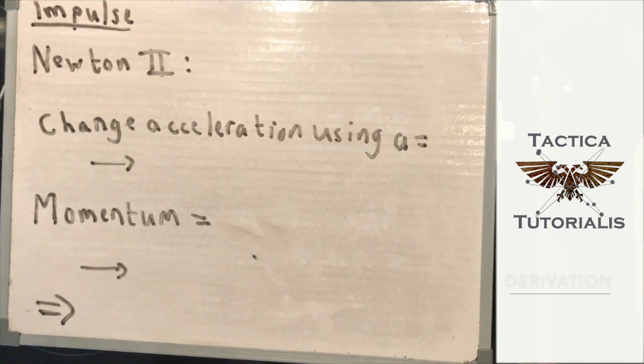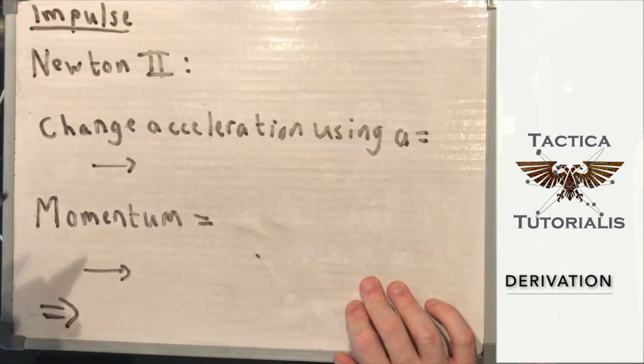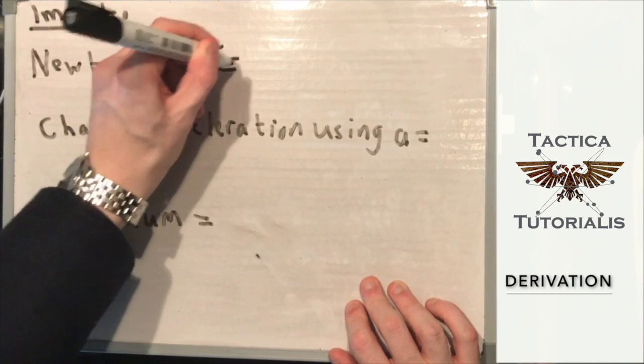So, let's talk all about impulse as a concept and link everything we've done so far together. So the first thing is Newton's second law. I'm going to start from Newton's second law, which you should have from the starter as F equals ma.